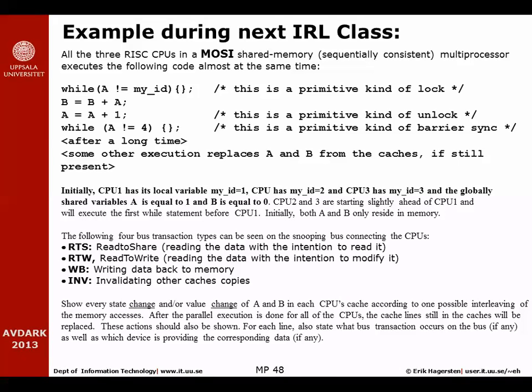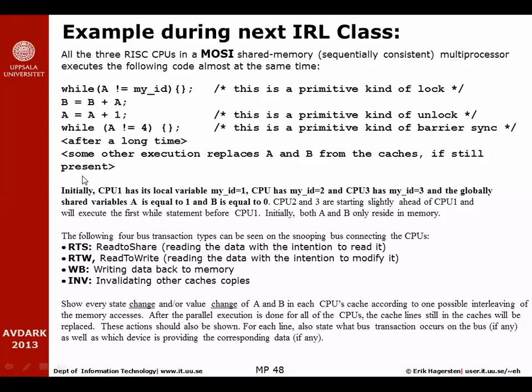So next time in class, we're going to look at execution of a piece of code on a parallel machine. We're going to assume that we have three cores or CPUs, each with their local cache, where the cache implements a MOSI, coherent shared memory. And we're going to assume that all those three CPUs will execute the same code.